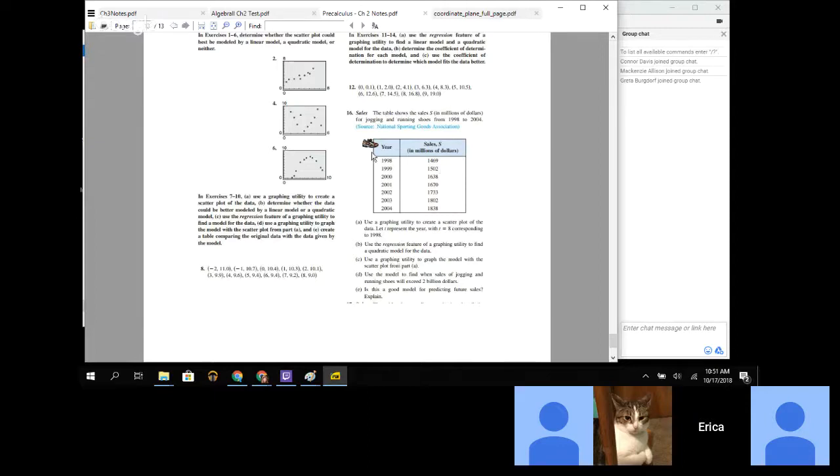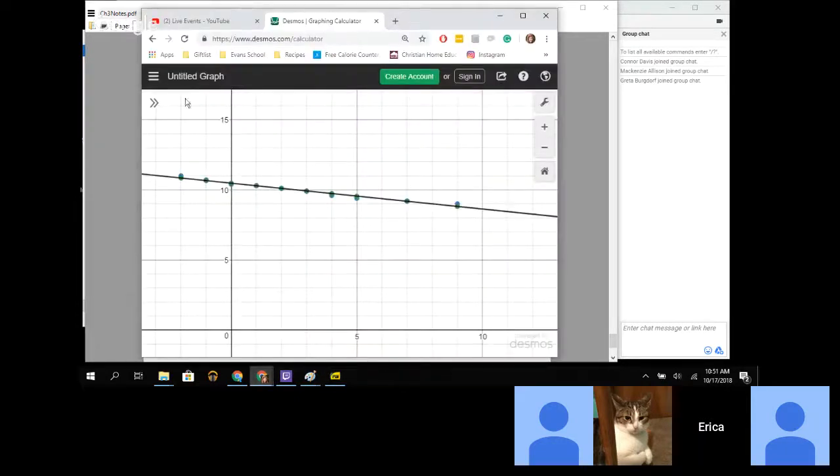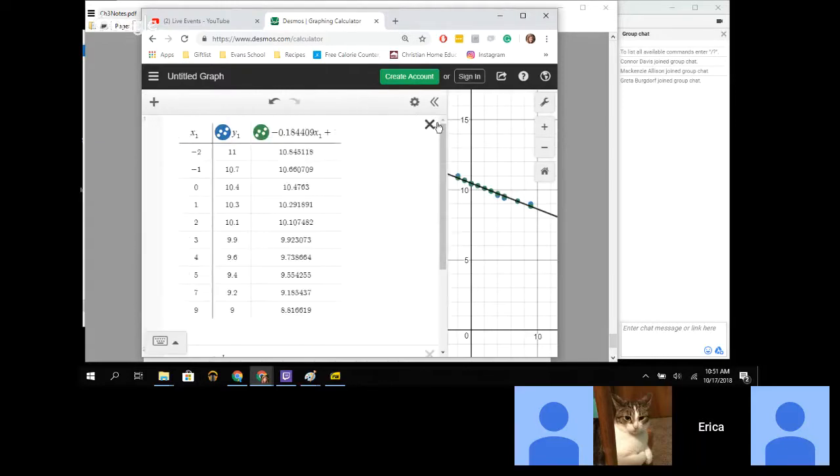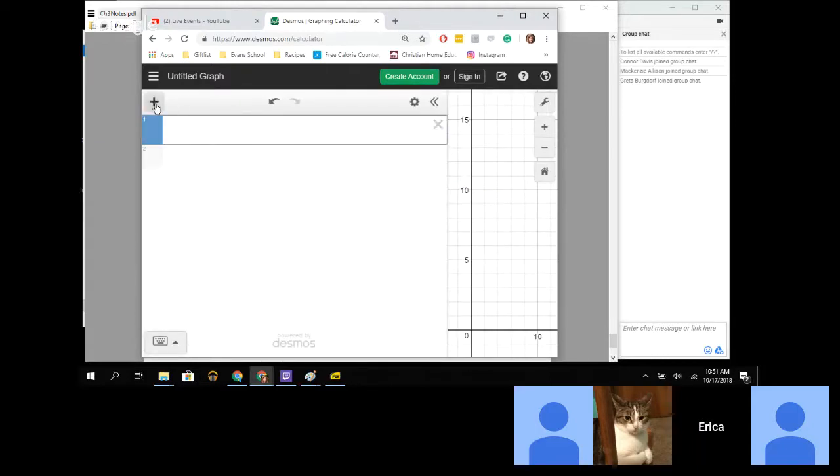So what they're saying is T represents time. And instead of putting in 1998, this was our sales, we're going to put this in as 8, 9, 10, 11, 12, 13, 14. Okay. So you would enter this data into Desmos. All right. I'll erase this. So again, you go here and you add a table. So in 1998, we had 1469, 1999, 1502.